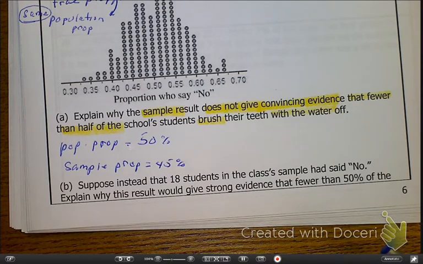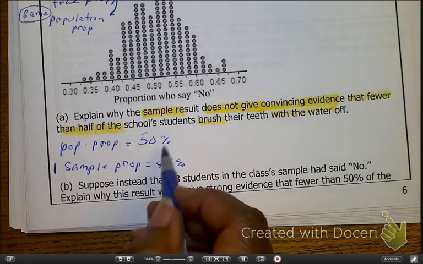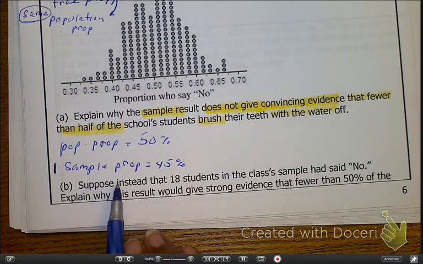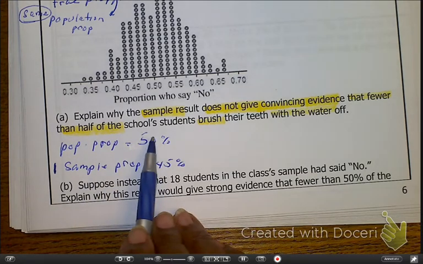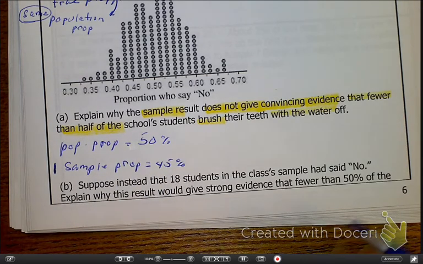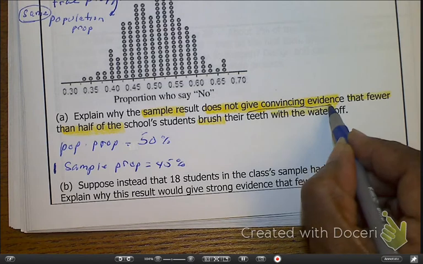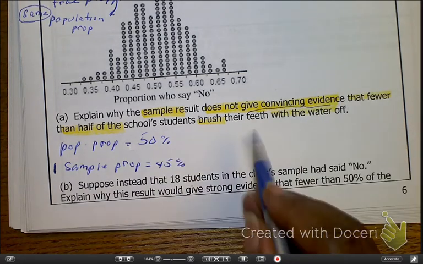Just like I was saying a couple minutes ago about the different classrooms, this is one sample. That's just one sample. This is the entire population. Based on that one sample, we cannot make a conjecture or an assumption about the entire population. One sample gives us 45%, the population is 50%. If I take another sample, who knows? That might be 50%. Take another sample, that might be 65%. One sample alone could not give us legitimate information about the population. So this is why the results do not give convincing evidence that fewer than half, et cetera.